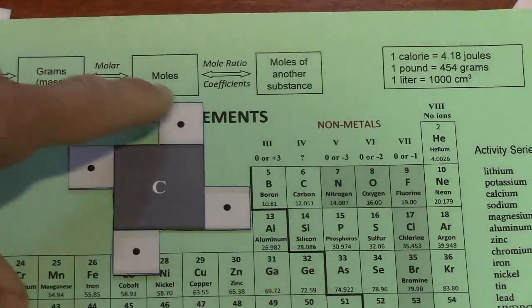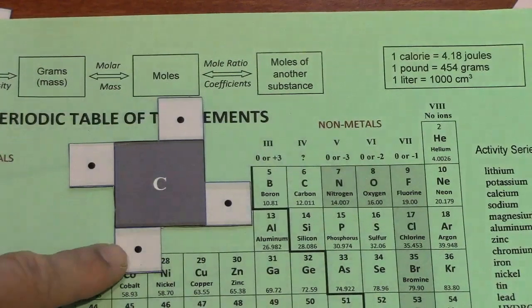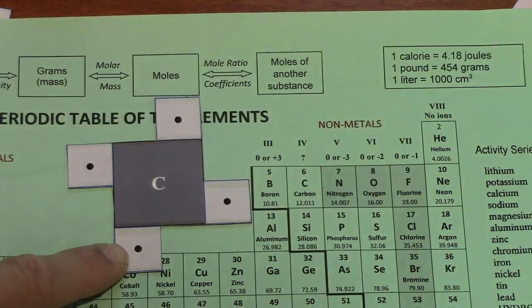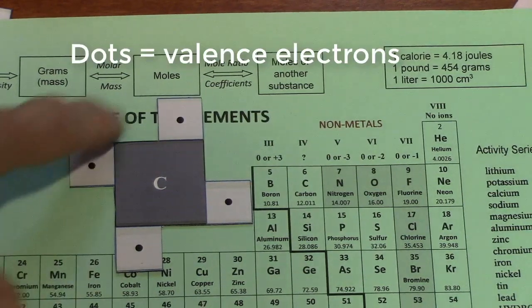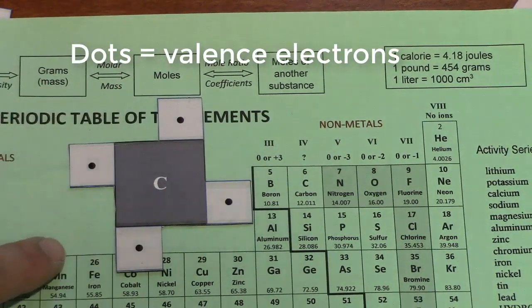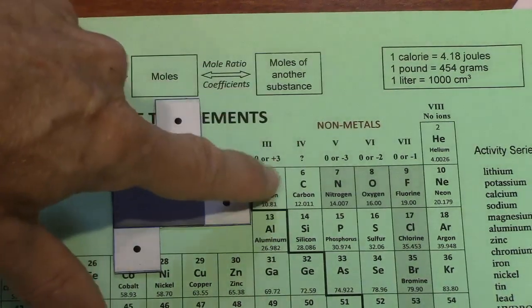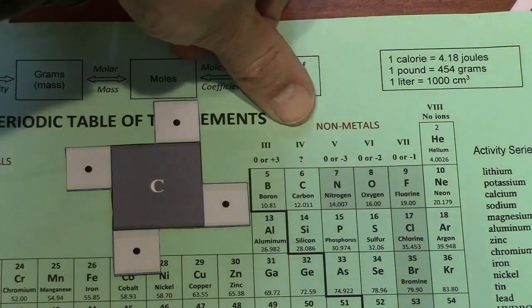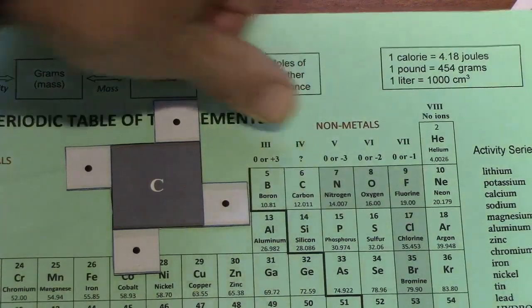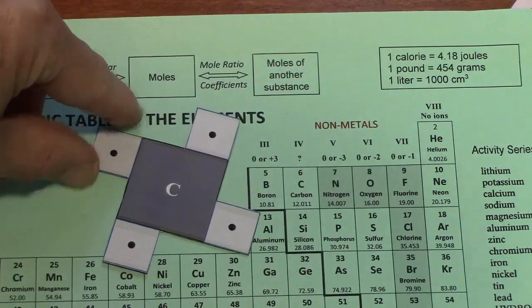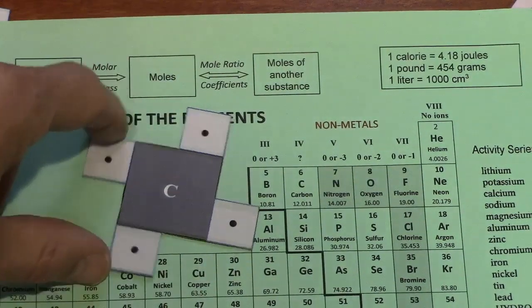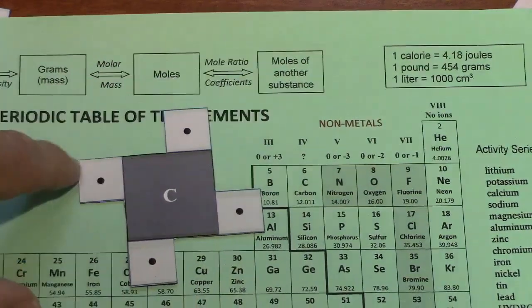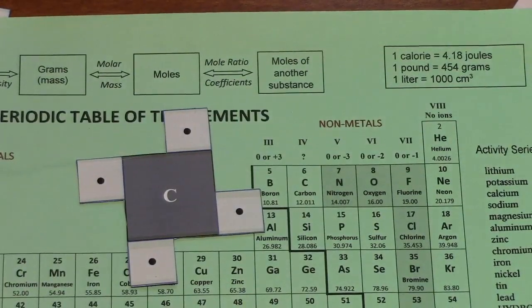The dots represent electrons available for bonding. Those are sometimes called valence electrons. The number of dots is determined by the periodic table. Here's carbon. The Roman numeral above it is a 4. That means carbon atoms have 4 valence electrons, therefore 4 dots able to make bonds with other atoms.